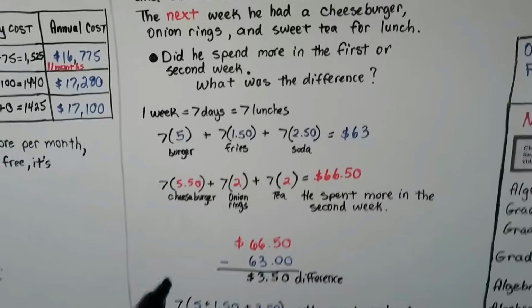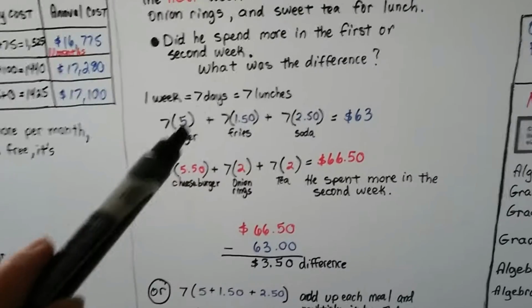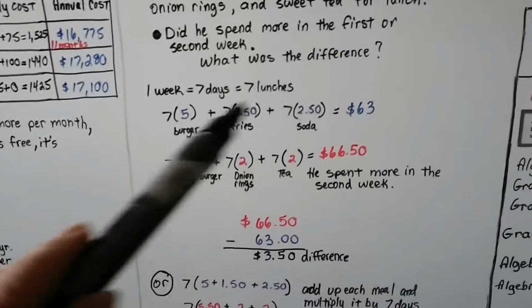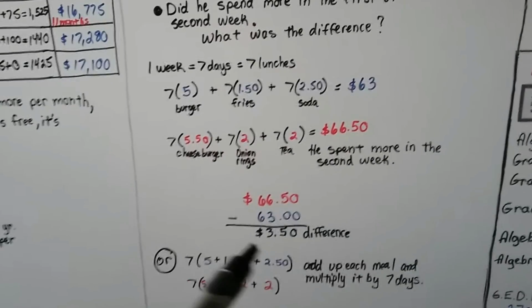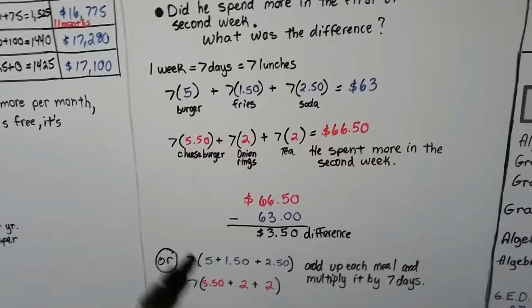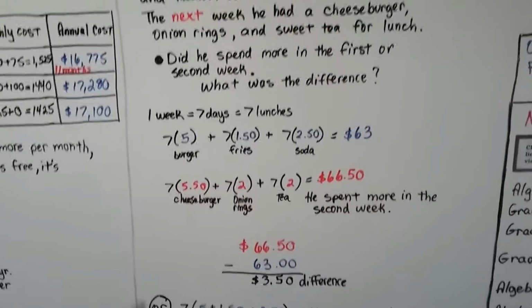Now we also could have just added that one lunch up for the day, the $5 plus the $1.50 plus the $2.50, gotten a total, and then multiplied all of them by 7. That would have worked also.